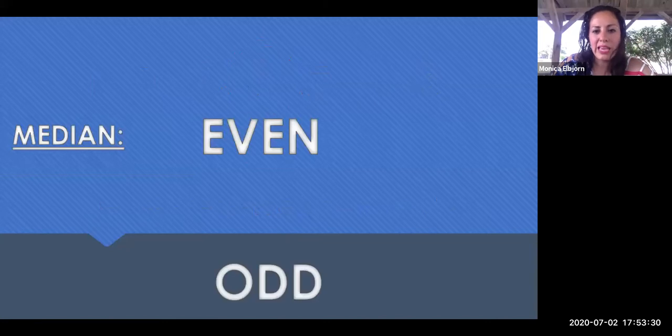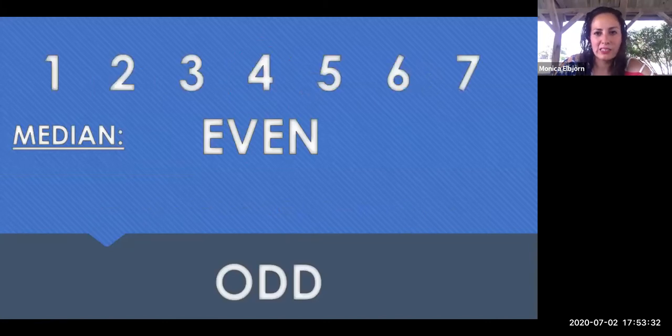So what if we have an even number of values in the data set? Because this one is even. What will be the median of this data set?